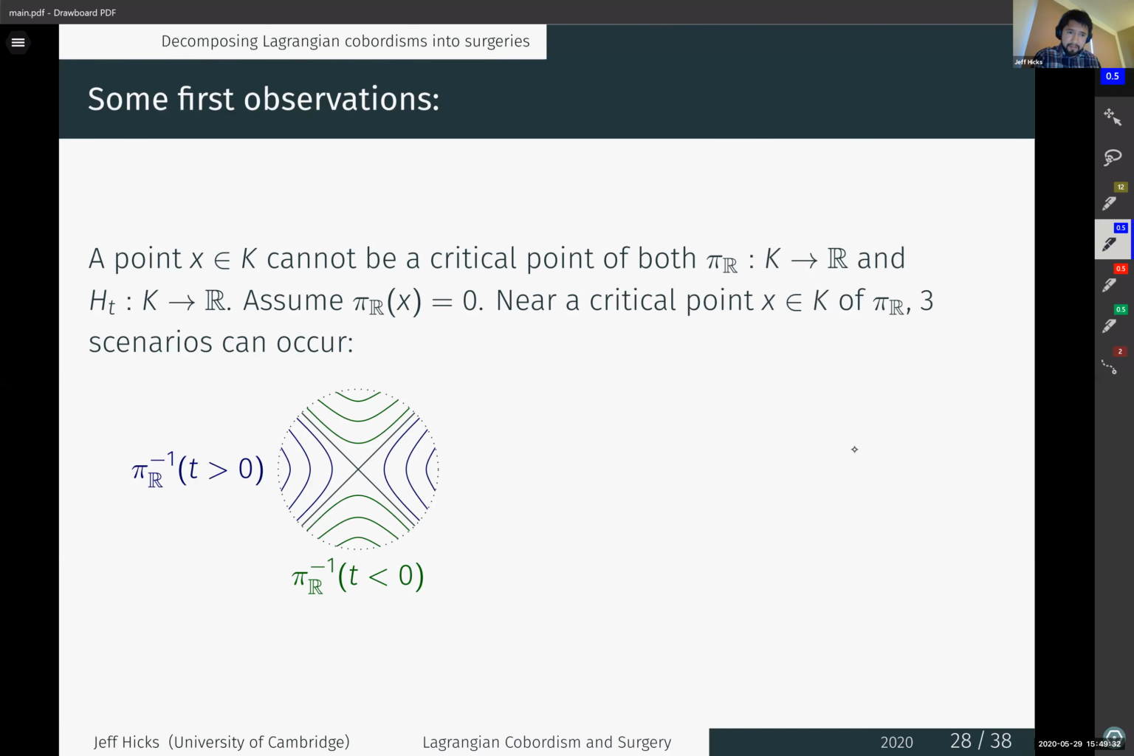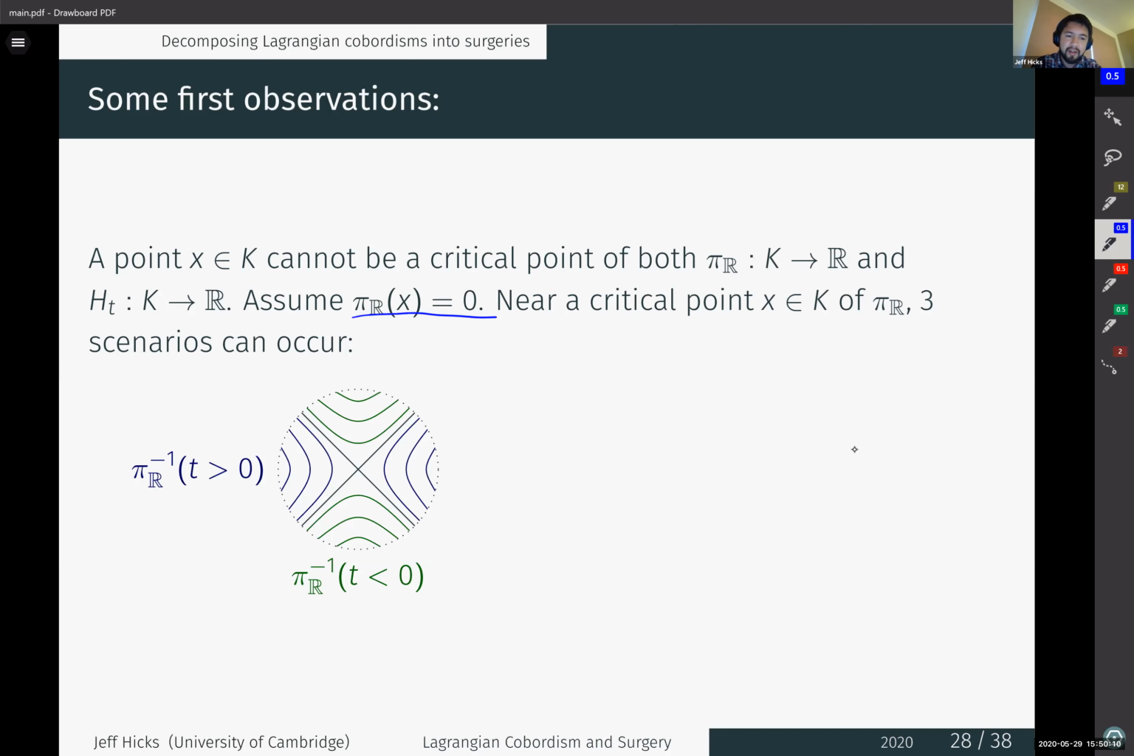The proof is based on a first observation, which is that a point in your cobordism cannot be both a critical point of projection to the real coordinate and projection to the imaginary coordinate. If it was, then the tangent space of the Lagrangian cobordism would be completely contained in the fiber, but then it couldn't be Lagrangian. So for simplicity, I'll assume that I have a critical point whose value under the real projection is 0. And near this critical point of pi_R, there are three different types of scenarios which can occur.